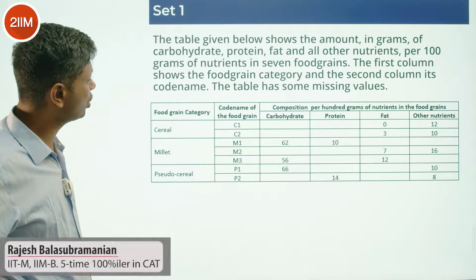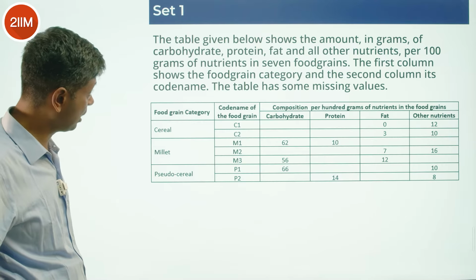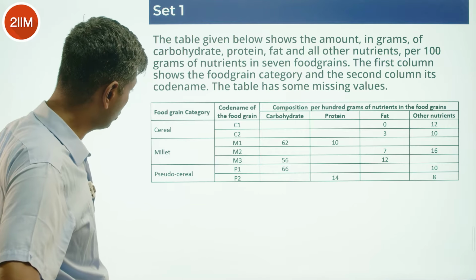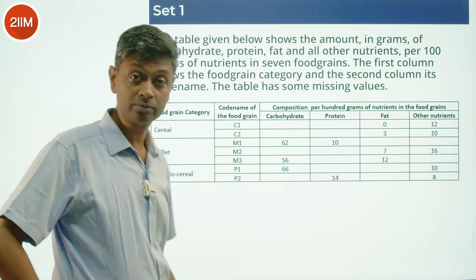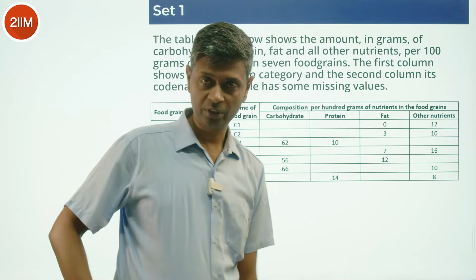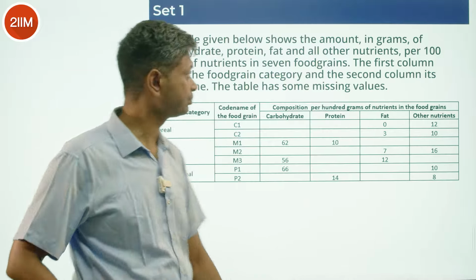The table given below shows the amount in grams of carbohydrate, protein, fat and all other nutrients per 100 grams of nutrients in 7 food grains. So, C1, C2, M1, M2, M3, P1, P2. These are the food grains, some code name given. Carbohydrate, protein, fat and other nutrients. So 7 items, 4 different things are being mentioned.